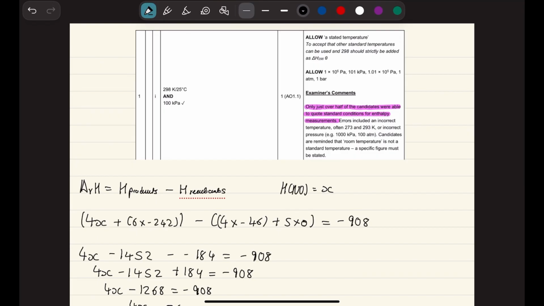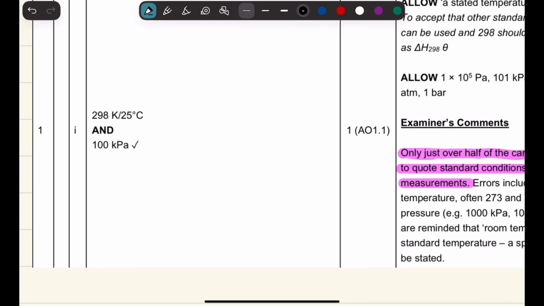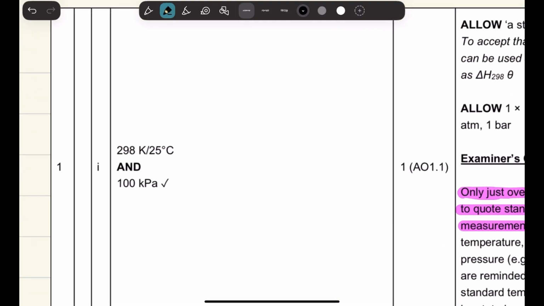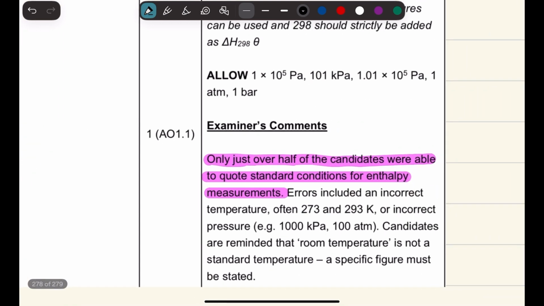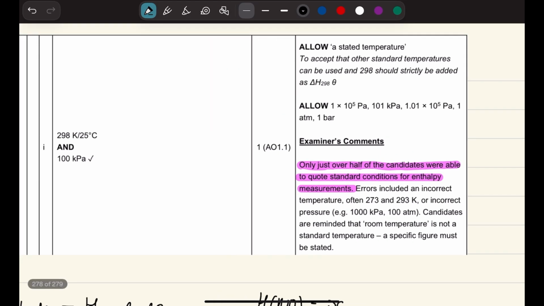Okay, so hope that was all fine. Let's look at the answers. The first one was standard conditions. I thought this question was really easy, so just be able to list it off: 298 Kelvin, 100 kilopascals. What I really thought was a shame is that only just over half of people are getting this right. I don't want to be too harsh, but this is basics. This is a very, very easy question. So make sure you're not the people losing marks on this, because it's an easy mark to gain.